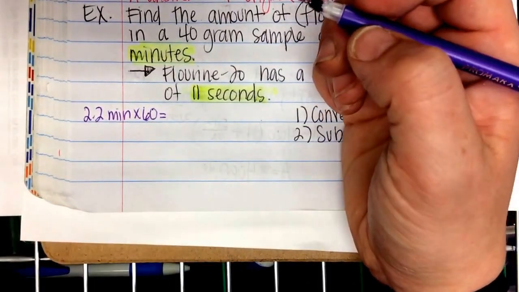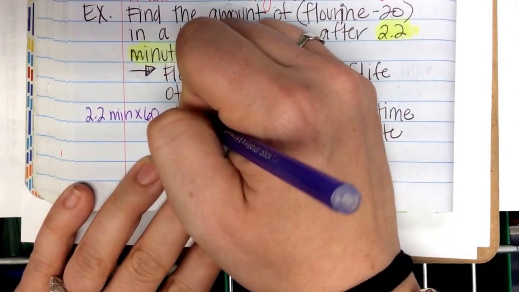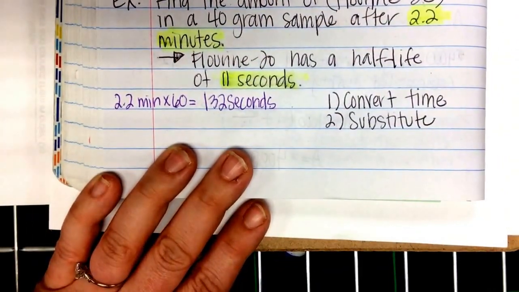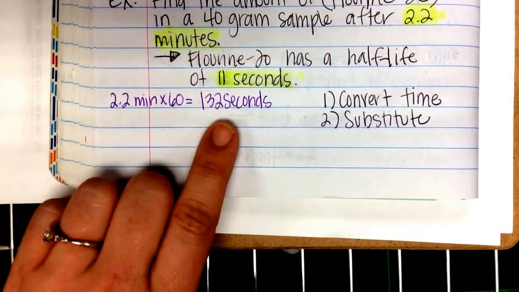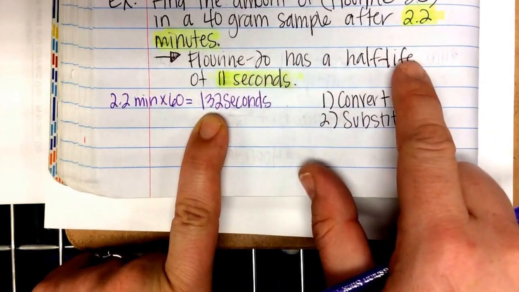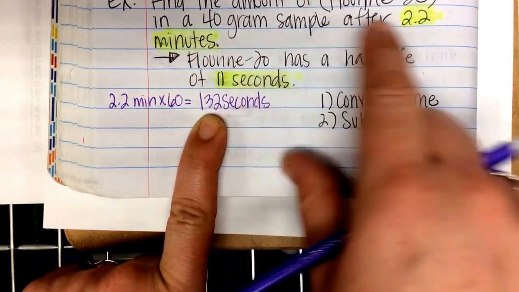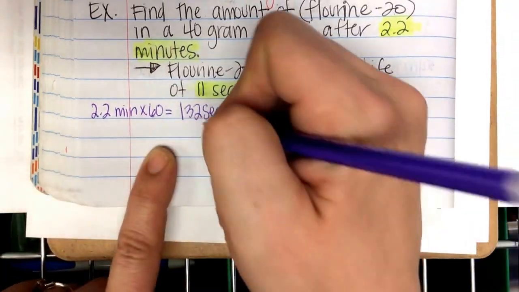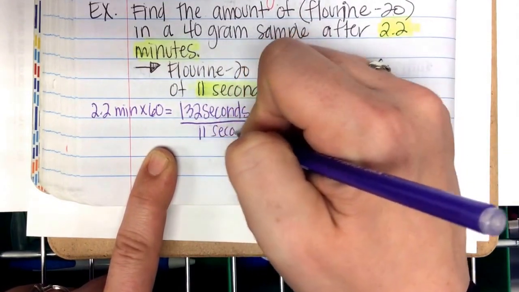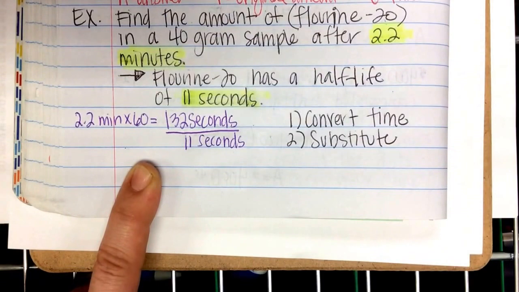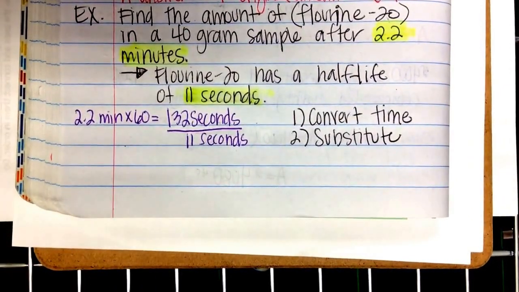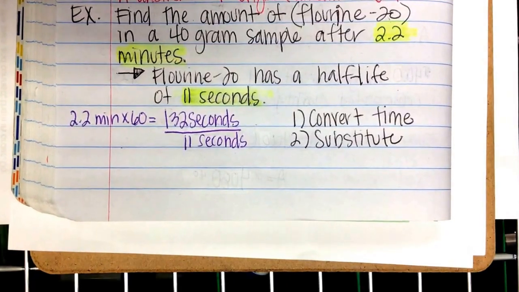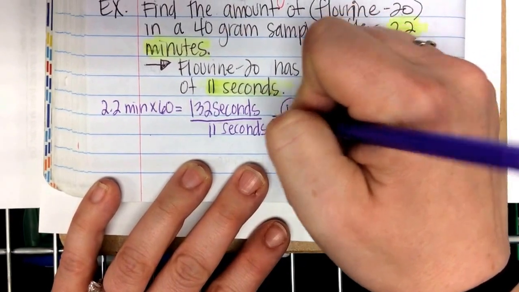And what do I get? 132 what? Seconds. I have to convert my time. But I'm not going to substitute 132 seconds. I know that the half-life, a life cycle basically, is 11 seconds. So I want to know T for time, how many half-lives do I have? So what am I going to do now? Divide it by 11 seconds. So what's 132 divided by 11? Use a calculator. 12. So 12 is my time.